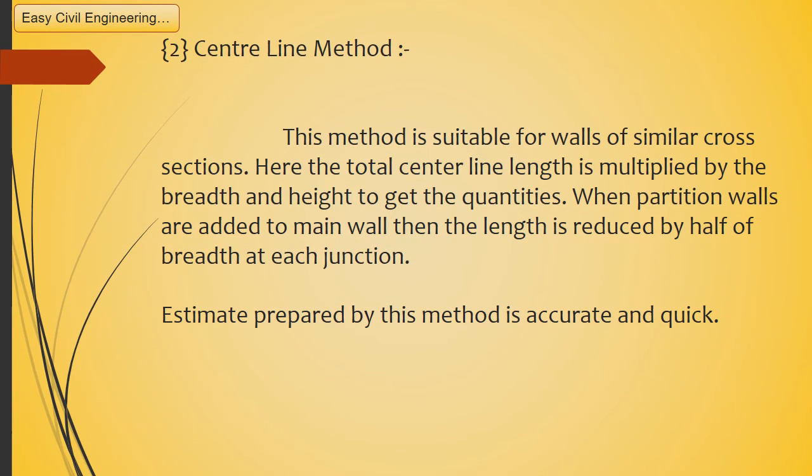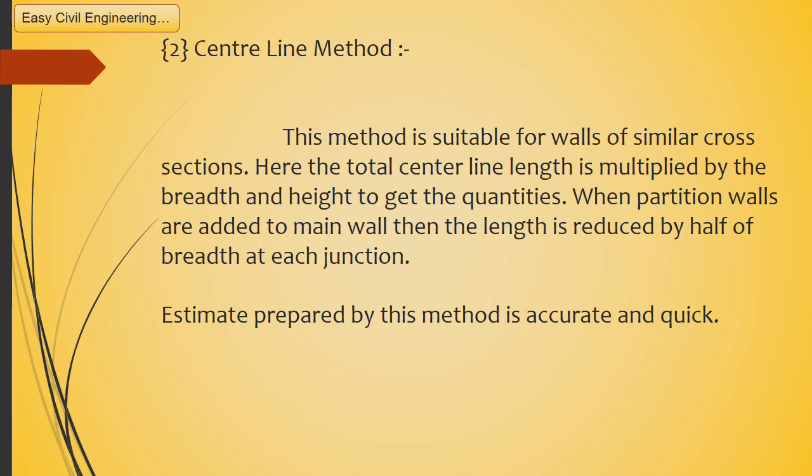Our next method to study is the centerline method. This method is a little bit simpler than the last one, the long wall short wall method. This method is suitable for walls of similar cross sections, which means if the internal walls and outer walls are both of similar thickness, then we can use this method. Here the total center length of the wall is multiplied by the width and height to get the quantities.